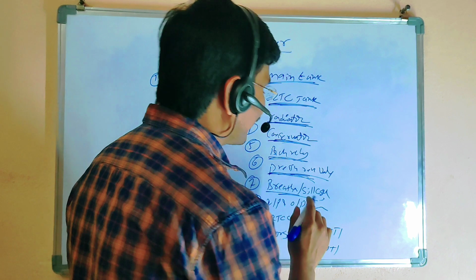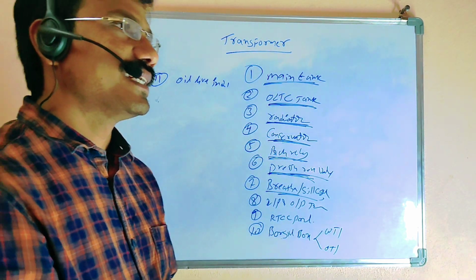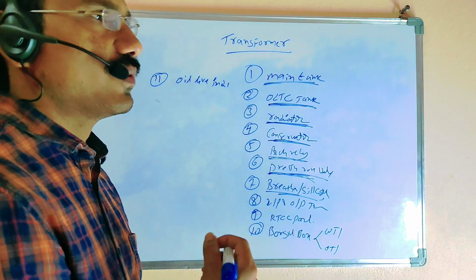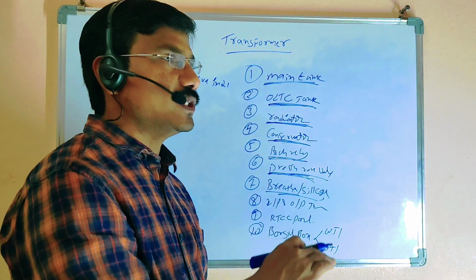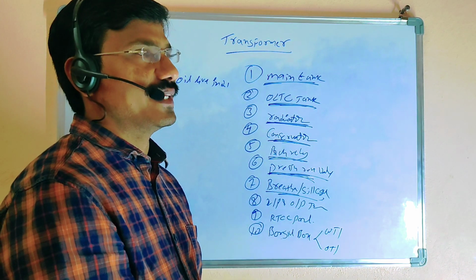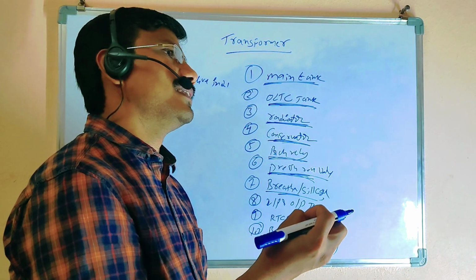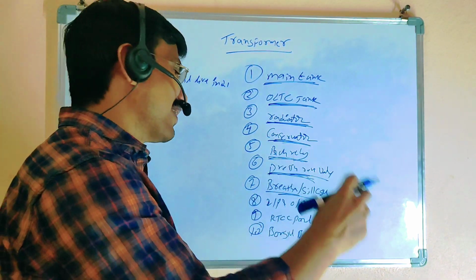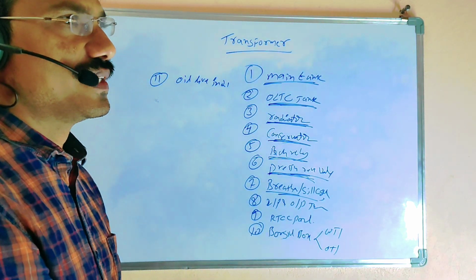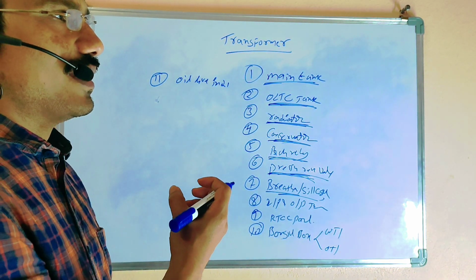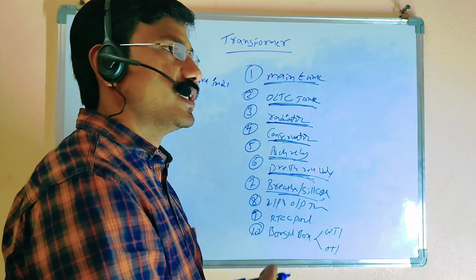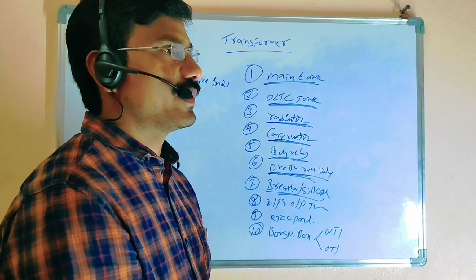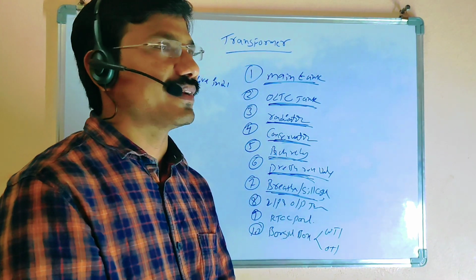After that, if you go for the breather or silica gel, the transformer is breathing: when load is low, air is taken in; when load is high, air is exiting. That time the air is coming inside of that breather. The breather absorbs the moisture of the air, and the cup inside absorbs the dust particles. That purpose only we are using the breather.